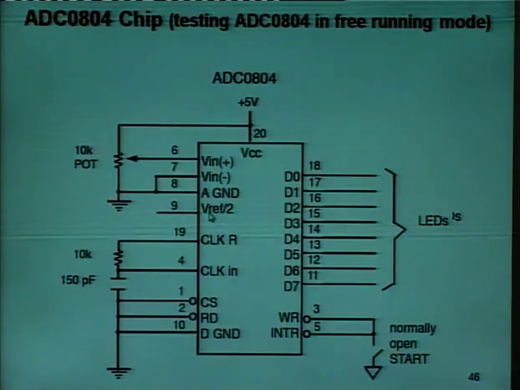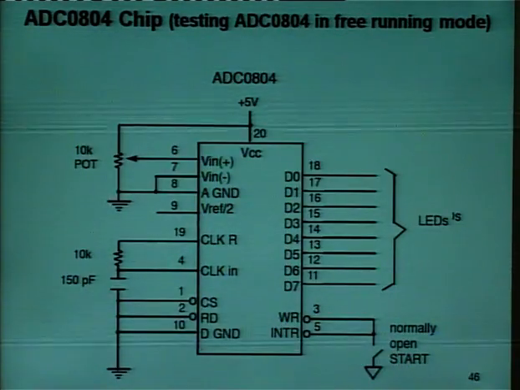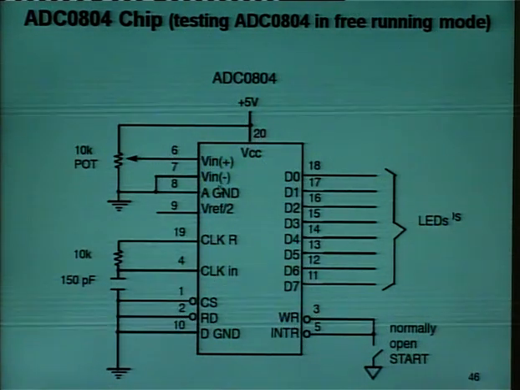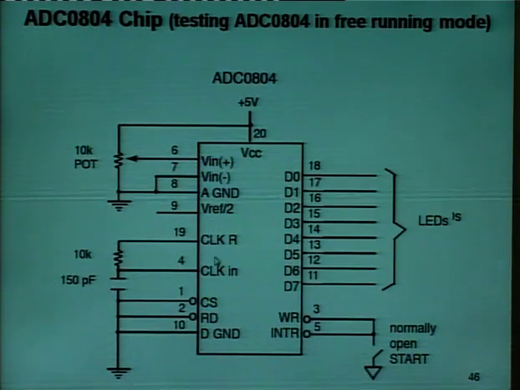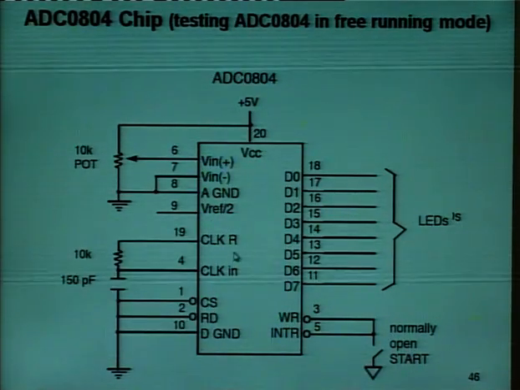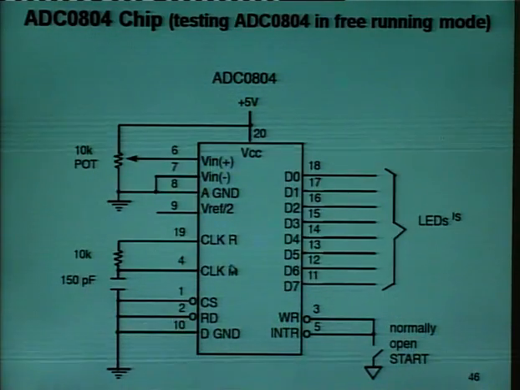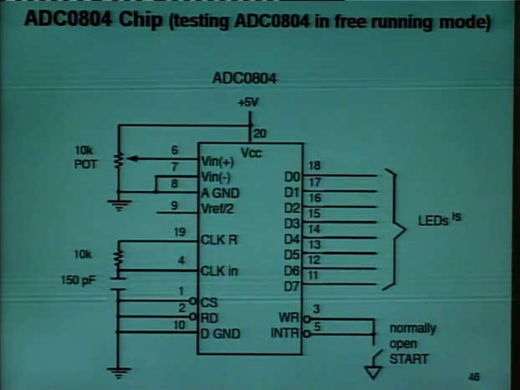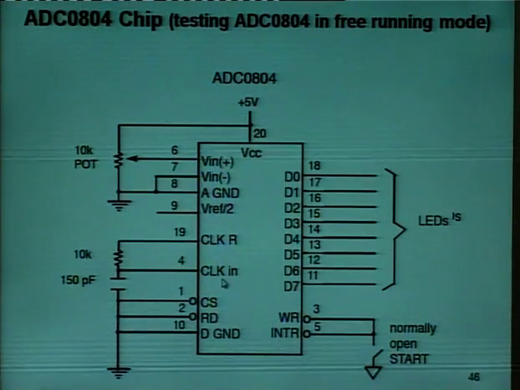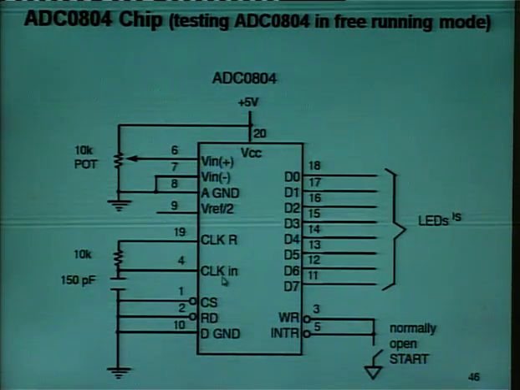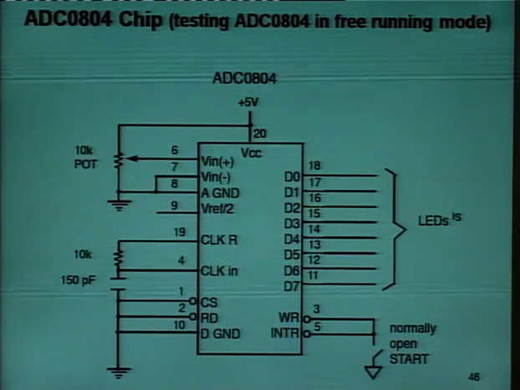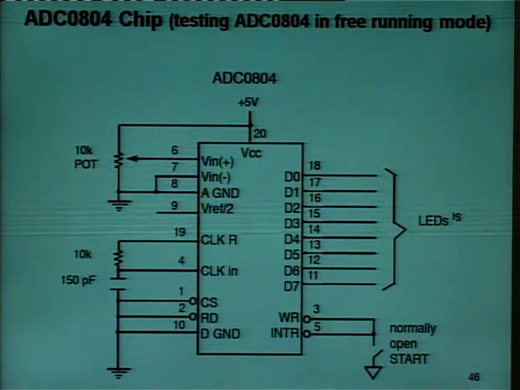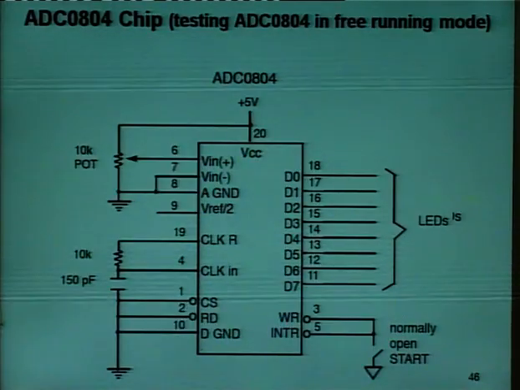Next, V reference over 2, pin number 9, is an input pin used for the reference voltage. Now we have clock in and clock R. Clock in is an input pin connected to an external clock source when an external clock is used for timing. To use the internal clock generator of the ADC 0804, clock in and clock R are connected to a capacitor and a resistor as shown in the figure.